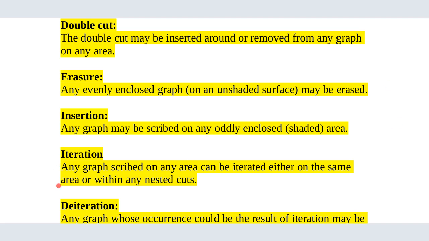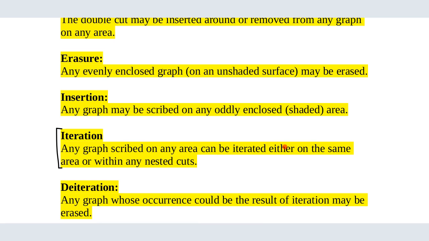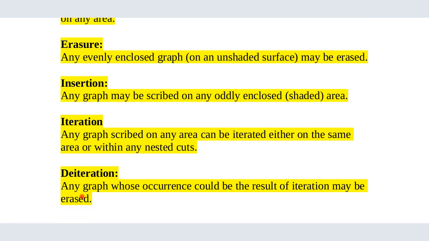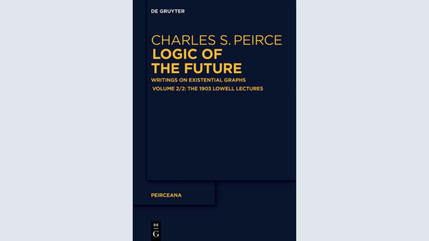Iteration, we talked about that a lot last week because that requires a lot of table setting. Any graph scribed on any area can be iterated either on the same area, that's sideways iteration is what I called it, or within any nested cuts. That is, if you're going down the ladders. And then de-iteration, any graph whose occurrence could be the result of iteration may be erased, all right? So those are our 5 permissions.